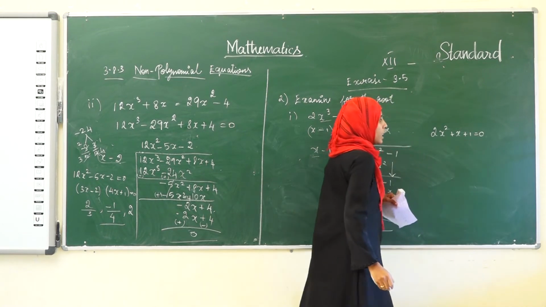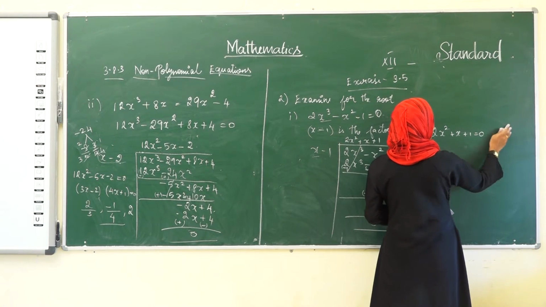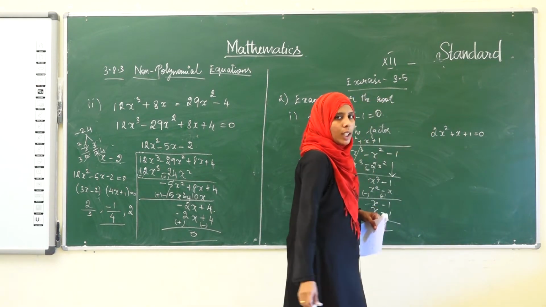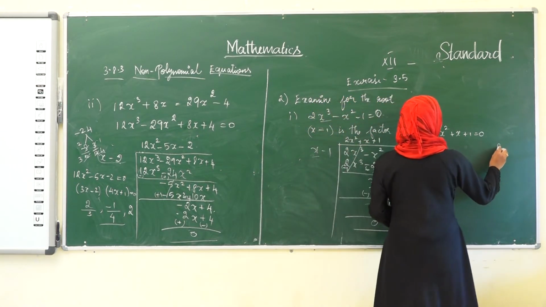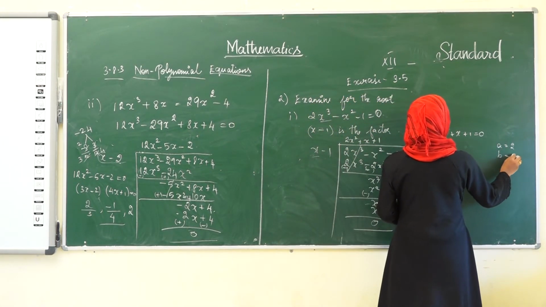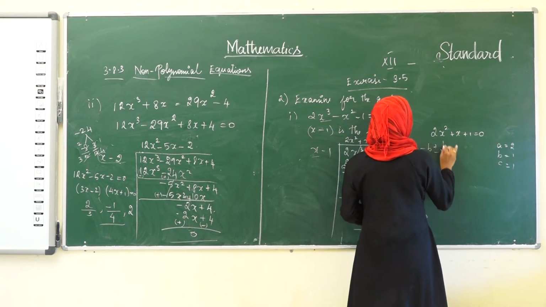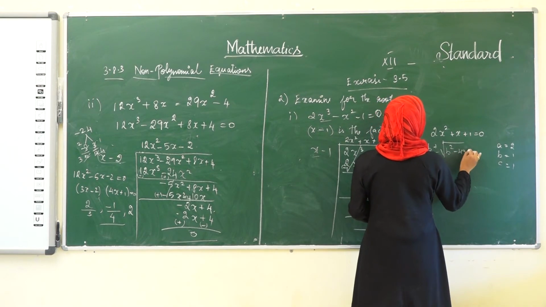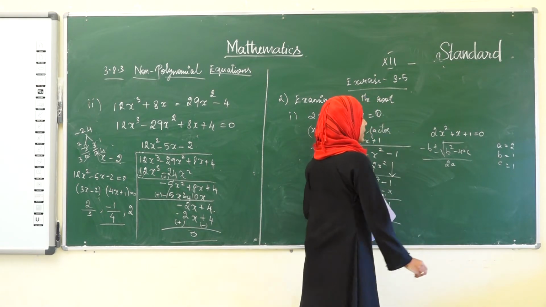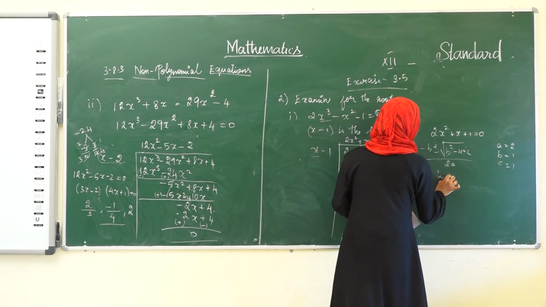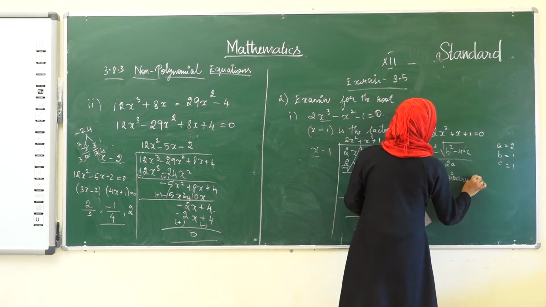See here, we can't factorize this with this method, right? Therefore, we are going to move on to find the discriminant value. So, see here a is equal to 2, b is equal to 1 and c is equal to 1. So, the value is minus b plus or minus root of b square minus 4ac divided by 2a. When you substitute the values, what do you get? We get imaginary roots.